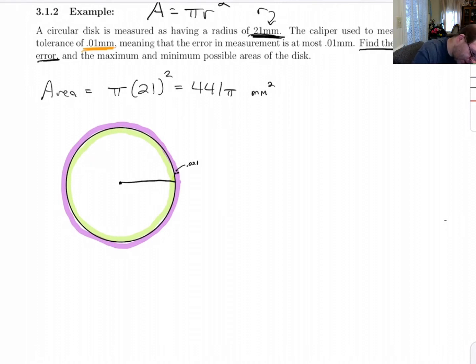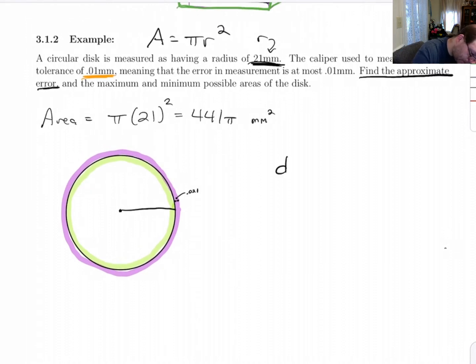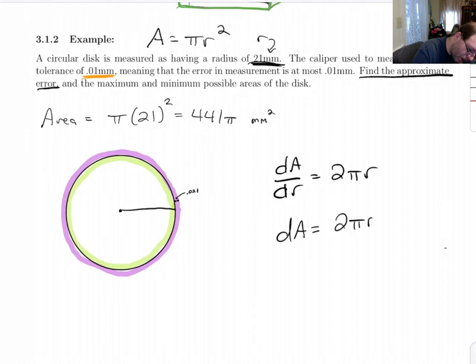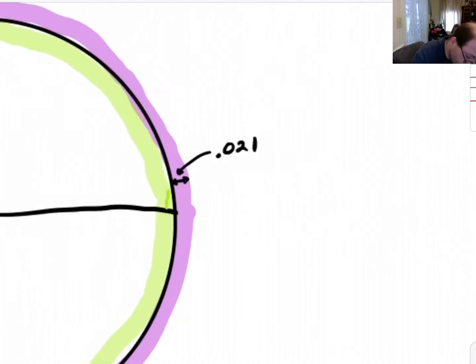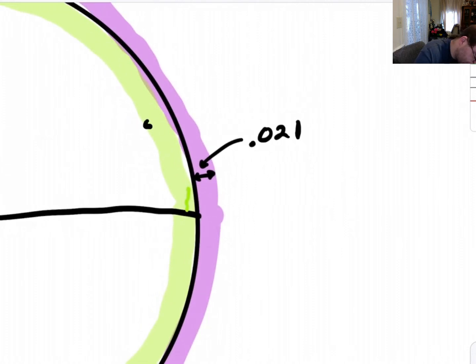All right, so area is pi r squared. dA/dr then is going to be 2 pi r. And so dA is 2 pi r dr. Now what that is, that's the approximate area of both of those highlighted circles. Because this is also 0.021.